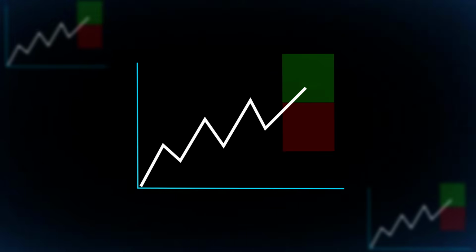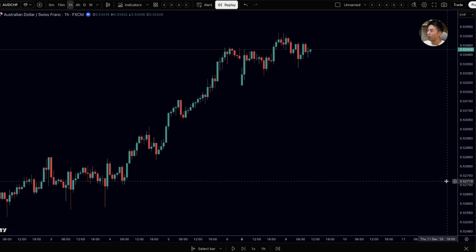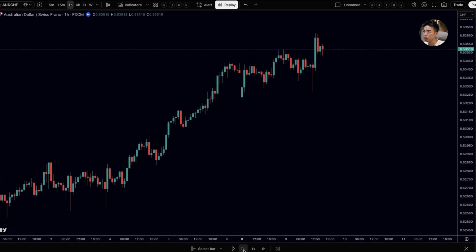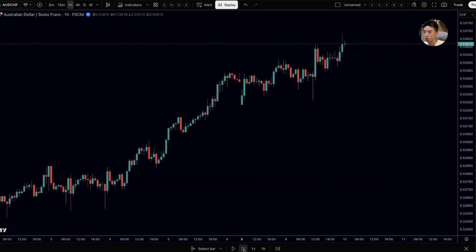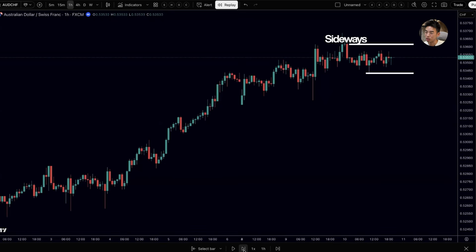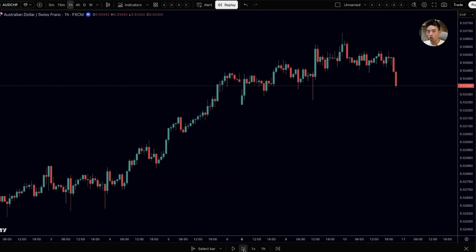So we've all heard the saying, the trend is your friend. But what happens when your friend starts stabbing you in the back? So let's have a look at this pair right here, where we are in a strong trending market. But as we play forward, we still see price going up strongly, making new higher highs and higher lows, but starting to hold sideways. Now to the average trader, this will look like a strong trending market.